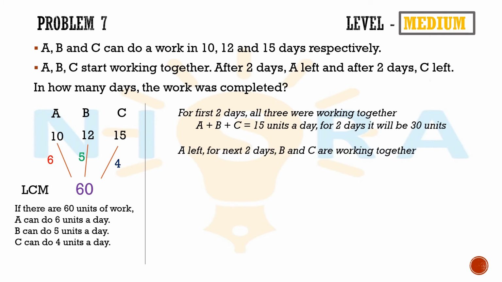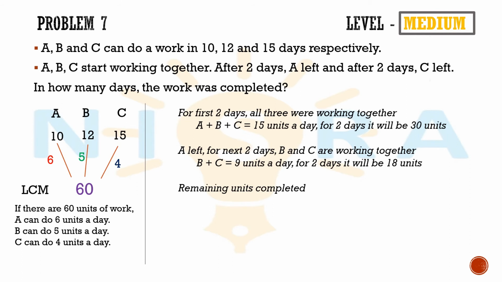So for the next 2 days, B and C are working together. So B and C can complete 9 units a day. So for 2 days, it will be 18 units. So after 4 days, the remaining units that need to be completed by B will be 60 minus 30 minus 18, which will be equal to 12 units.